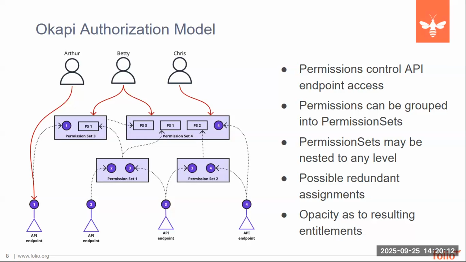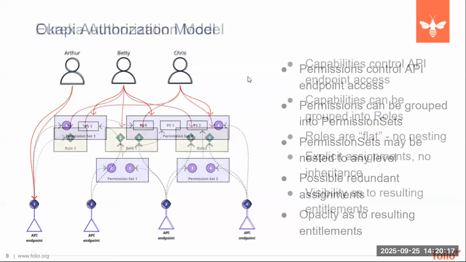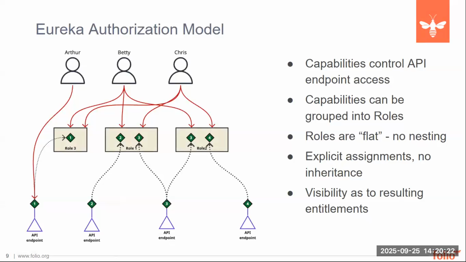The model in Eureka is much simpler in that it is flatter, basically. So it looks more like this. And this is the exact same representation of privileges on the same set of users. Now we have a flat set of roles. And the roles themselves are explicitly assigning specific capabilities, shown here by the little diamonds, that are equivalent to the capabilities that were shown on the permissions before. But now you know exactly what's going on. At a glance, you can see what exactly Arthur can do versus what Chris can do.